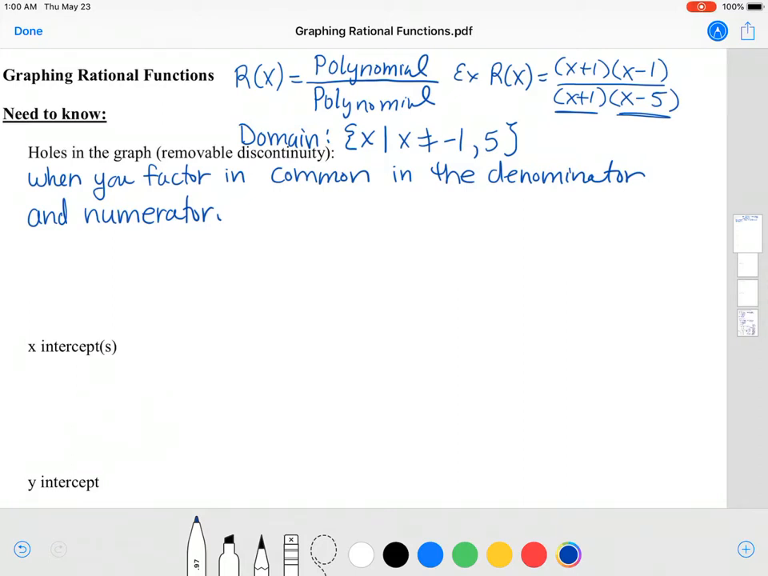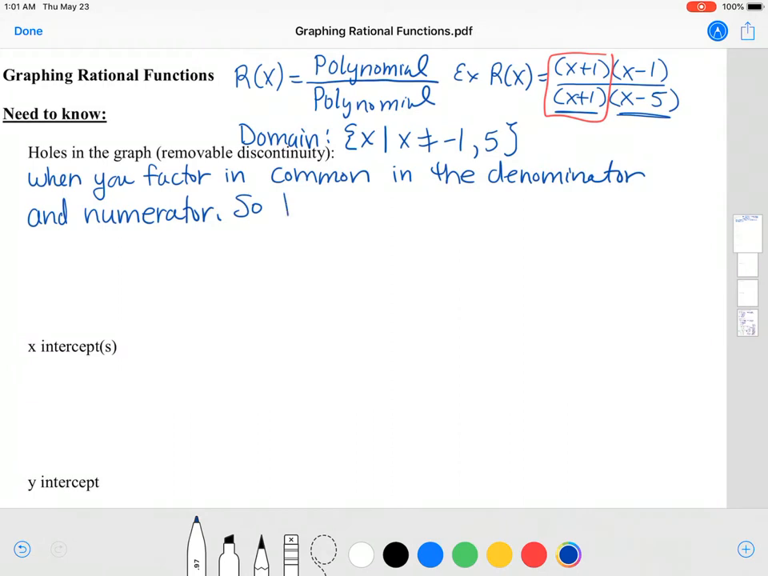So if you have a factor in common and you go to simplify that rational function by dividing x plus 1 over x plus 1, what's going to happen is you can divide the x plus 1 over x plus 1 for all values of x that are not equal to -1 because you can't divide by 0. So here's our common factor that we would divide out, but we still can't have x is equal to -1.